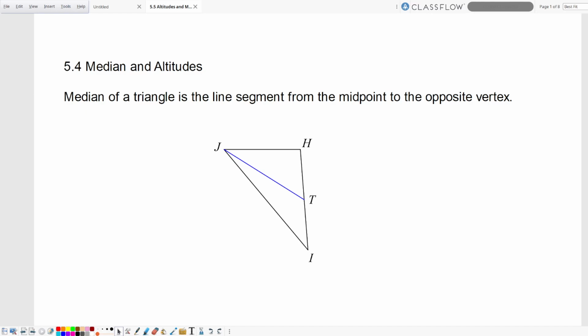So just as a refresher, last time we looked at mid-segments. Mid-segments were when you connect a midpoint to another midpoint. A median is when you were taking a midpoint. So T is a midpoint, and you're going from a midpoint to the opposite vertex. So you're basically cutting your triangle into two other triangles from a midpoint to the opposite vertex.